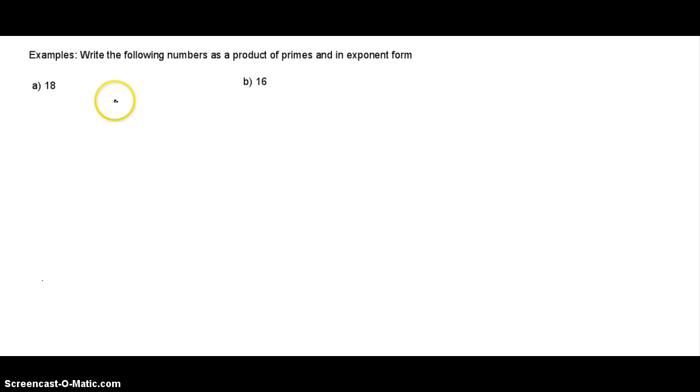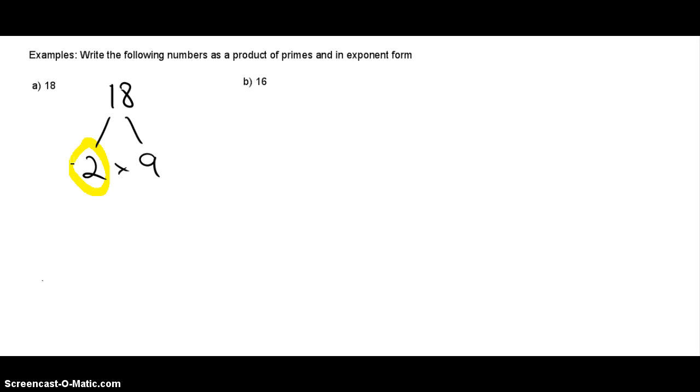If we start with 18, I'm going to create my prime factor tree with 18 at the top, and I'm going to split 18 into 2 factors. So I need 2 numbers which multiply to give me 18. I'm going to choose 2 times 9. 2 times 9 would give me 18. I now need to check to see whether my factors are prime. I know that 2 is a prime number, so I'm going to circle it.